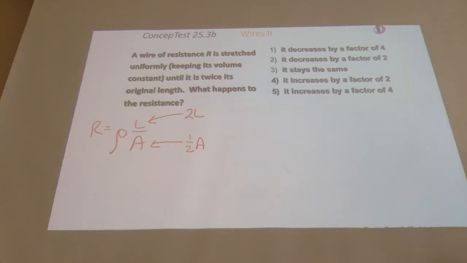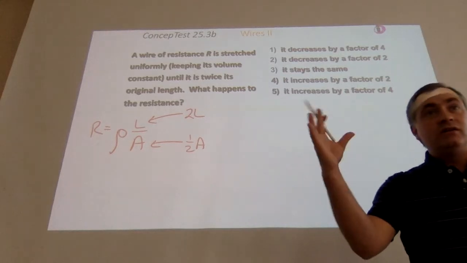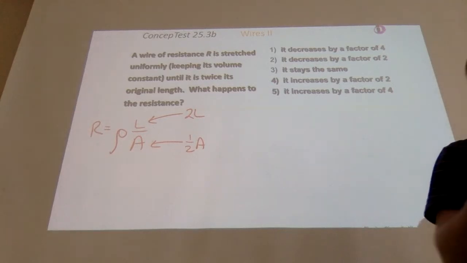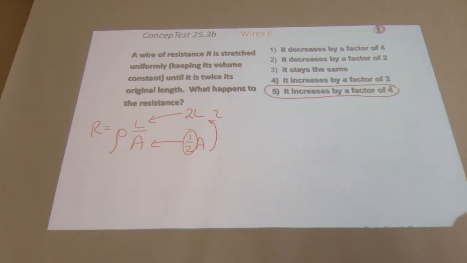So, twice the length. We're stretching this out to twice the length. The volume is going to stay the same. So if it gets twice as long, the area is being cut in half, okay? And then I'm gonna have the same length times area to get the same volume. So if that's true, take a look at what's happening now. I've got a 2 in the numerator, and then this is going to give me another 2 in the numerator, which means it increases by a factor of 4. Okay, it increases by a factor of 4 if I double the length and halve the area.